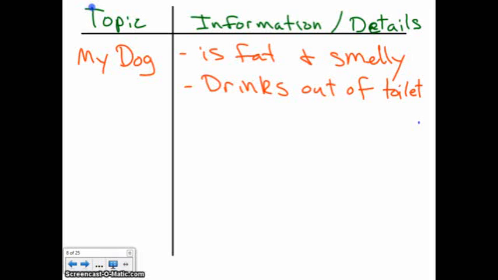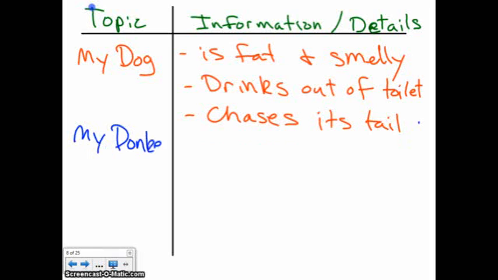I don't have a dog. Okay? So that is information about my dog, and I'll put it there, and it also chases its tail. I never claimed that it was a very smart dog, okay? So this is information about my dog. So you have a topic on the left, information on the right. So let's do another topic. My donkey. Would you believe me if I told you I had one? Yeah. You shouldn't, I don't, okay?